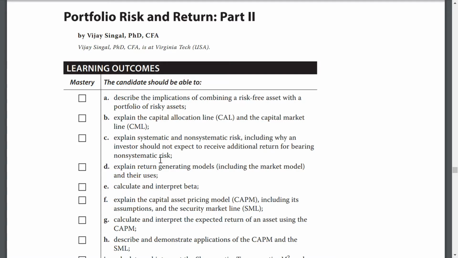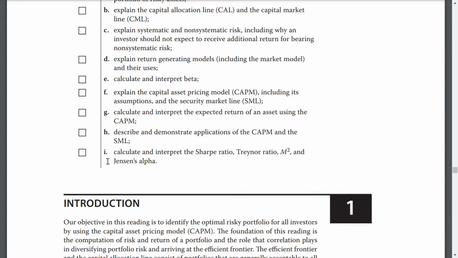Explain the capital asset pricing model, including its assumptions and the security market line. Calculate and interpret the expected returns of an asset using the CAPM. Describe and demonstrate applications of the CAPM and the SML. Calculate and interpret the Sharpe ratio, the Treynor ratio, the M-squared, and Jensen's alpha.